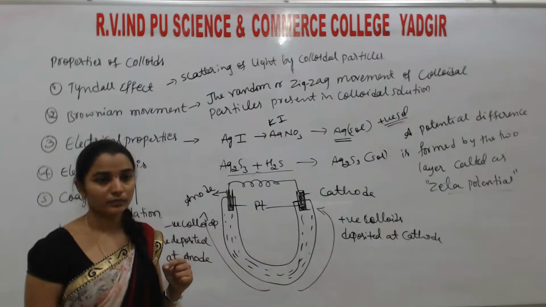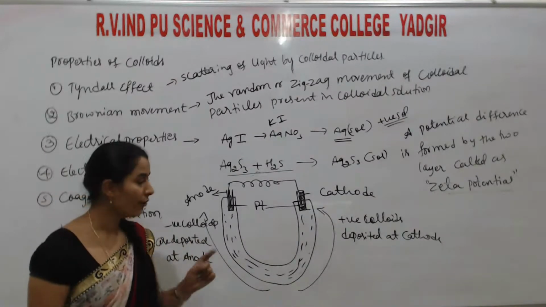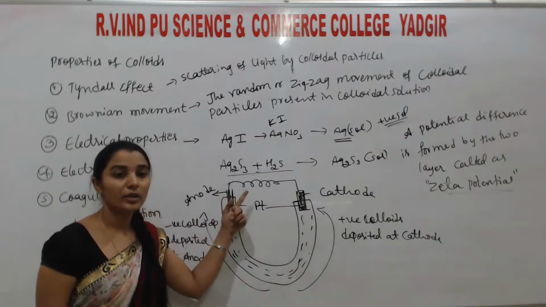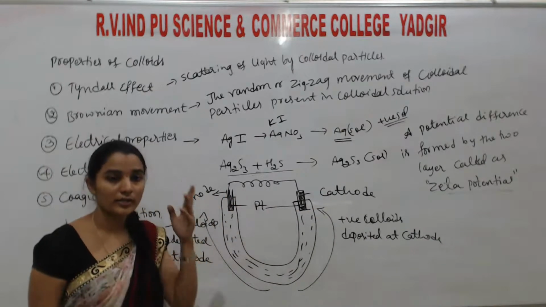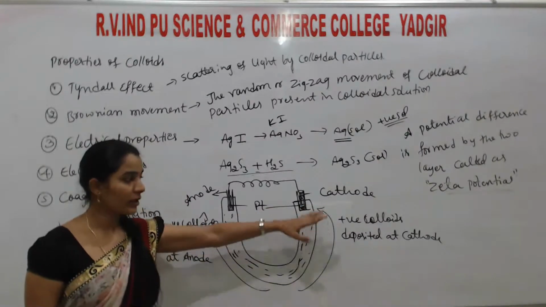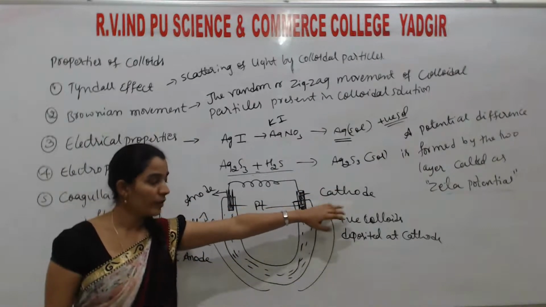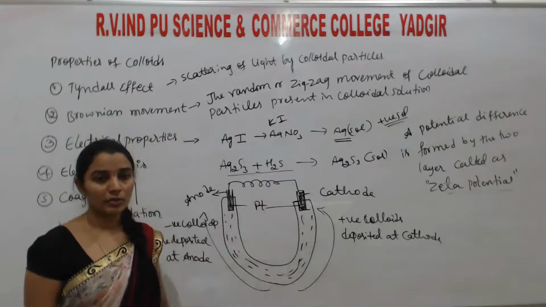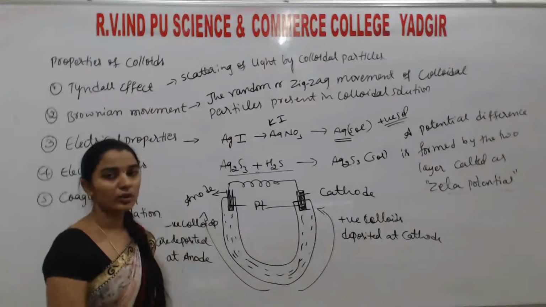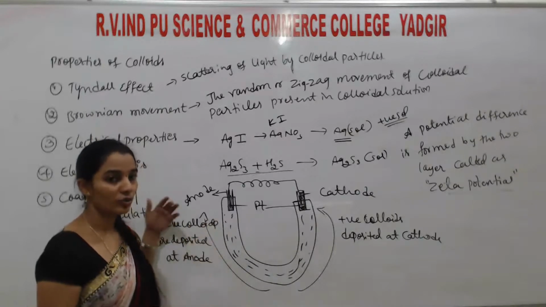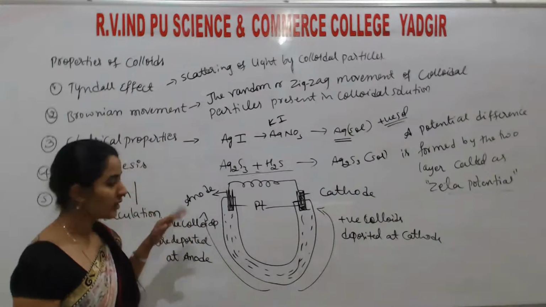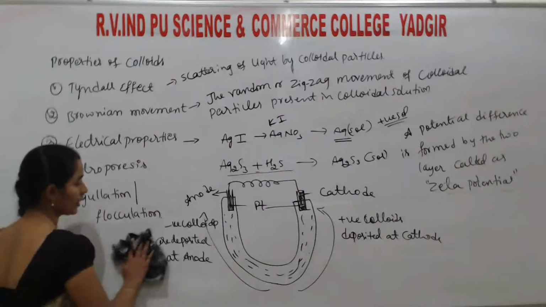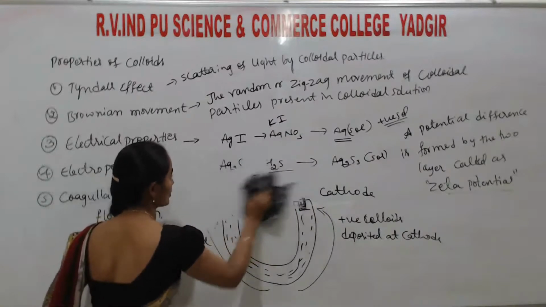Electrophoresis. Understand? The movement of colloidal particles towards cathode or anode by the influence of the electric current is called as electrophoresis. Whether moving towards cathode or anode depends upon the type of the colloidal solution. If it is positive, it moves towards cathode. If it is negative, it moves towards anode. Understand? This is another property. Okay. So students, the last property is coagulation.